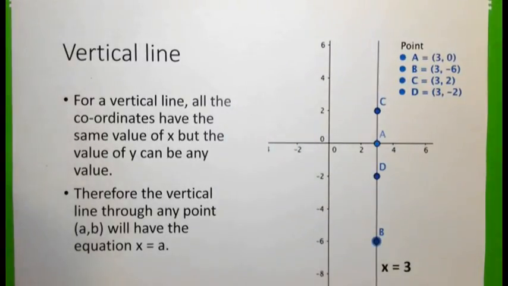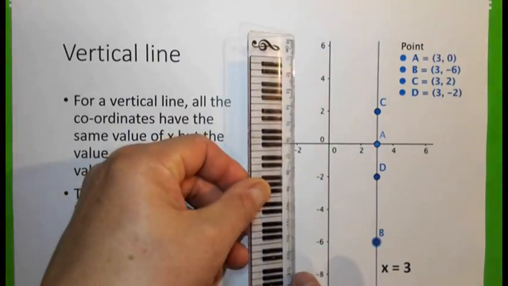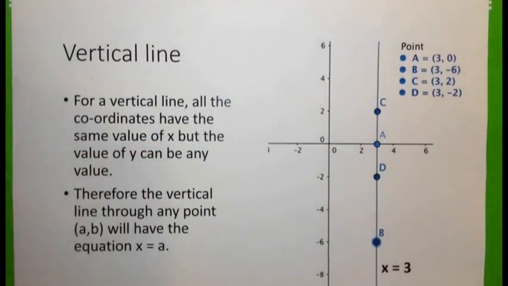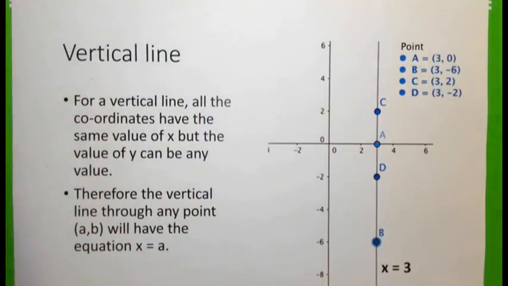If you're given x equals minus 2, then that line is here. A straight line at x equals minus 2. Or if it is x equals 6, this is the line. Right. So any vertical line through any point (a, b) will have the equation of x equals a.